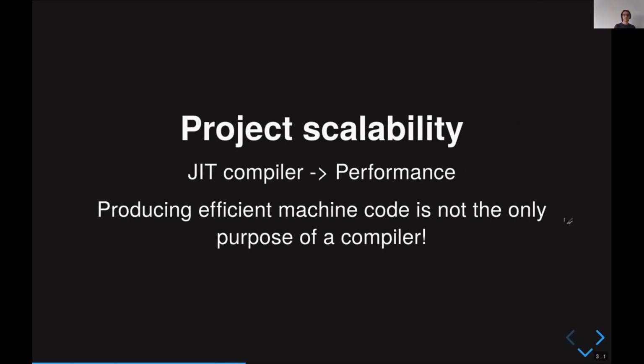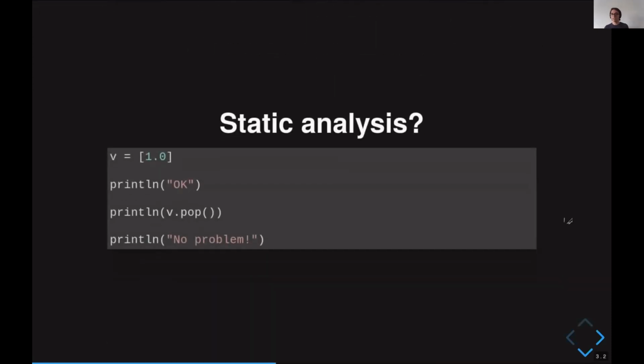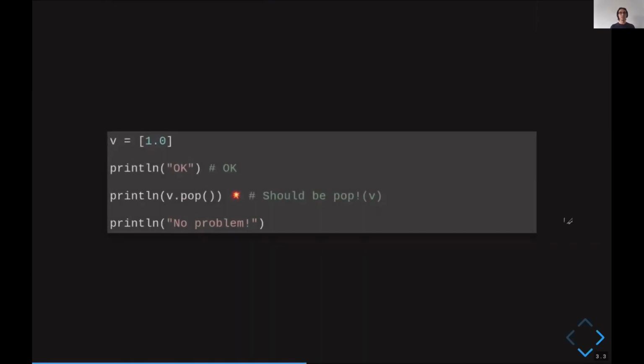So Julia has the JIT compiler, which provides performance, but is performance enough? Well, producing efficient machine code is not the only purpose of a compiler. What about static analysis? If you take a look at this code in Julia, we have a vector initialized with one value, and then we print okay, pop some element, and then we say no problem. Julia doesn't see a problem in this code and it will happily run it until it reaches the third line. So it will print okay from the second line, and then on the third line, it will give us an error at runtime because we are using the Rust syntax and not the syntax from Julia. But Julia cannot detect that, only at runtime.